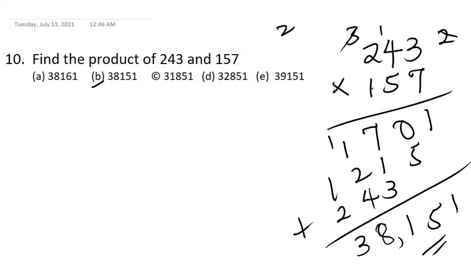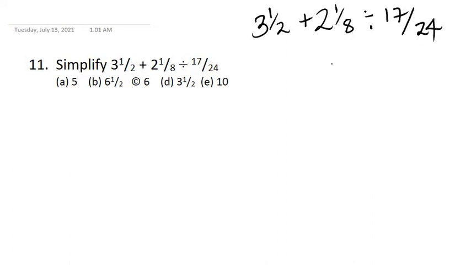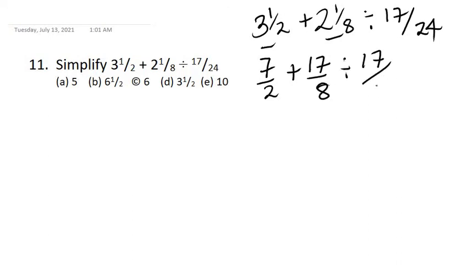Okay, question 11. We have 3 whole number 1 over 2 plus 2 whole number 1 over 8, divided by 17 over 24. So the first thing we need to do is to convert all the mixed numbers, like what we have here, to improper fractions. 2 times 3 is 6 plus 1, 7. We have 7 over 2 plus 8 times 2, 16 plus 1, 17 over 8, divided by 17 over 24.